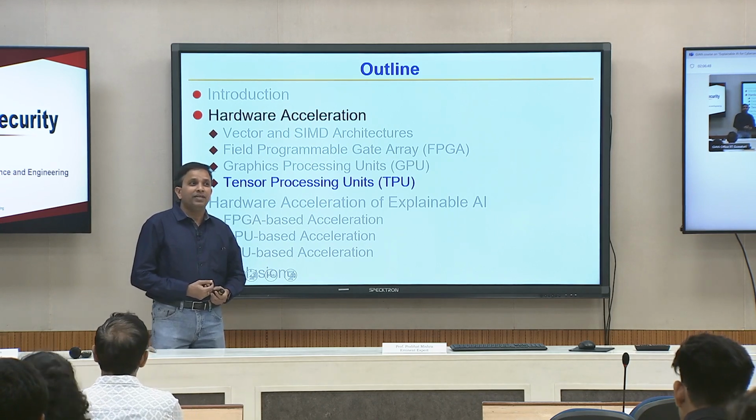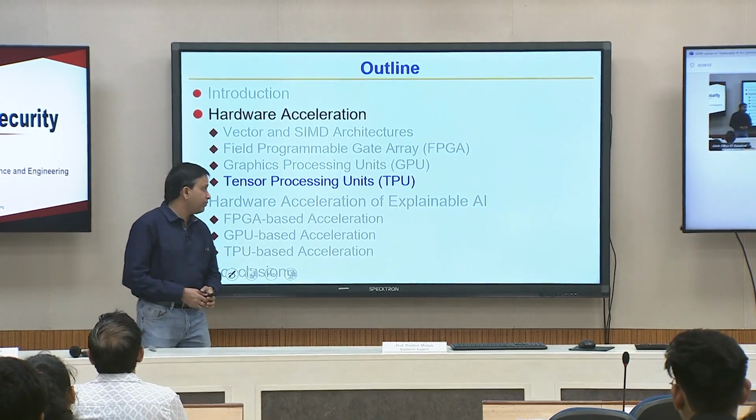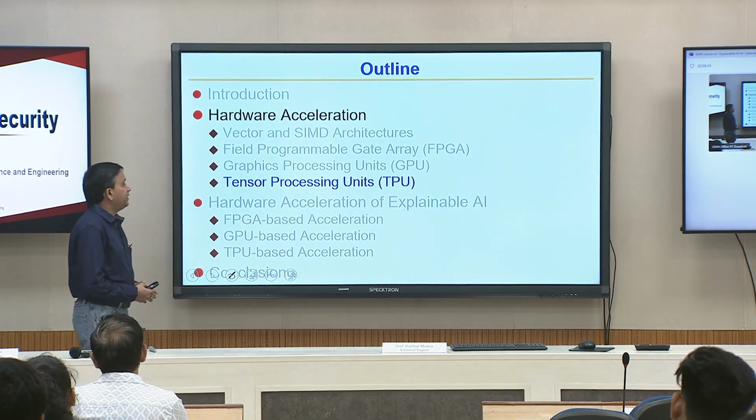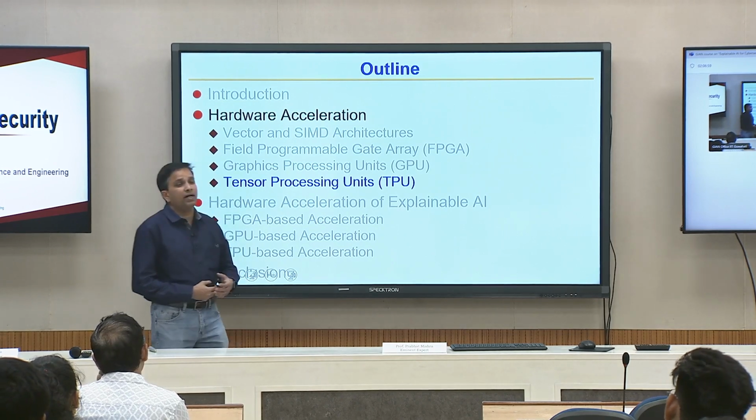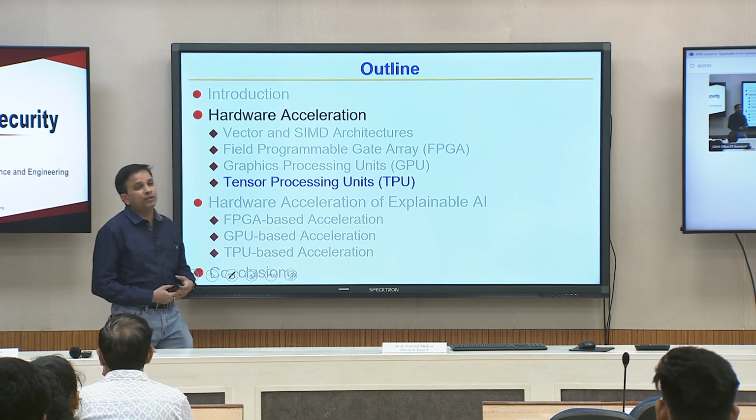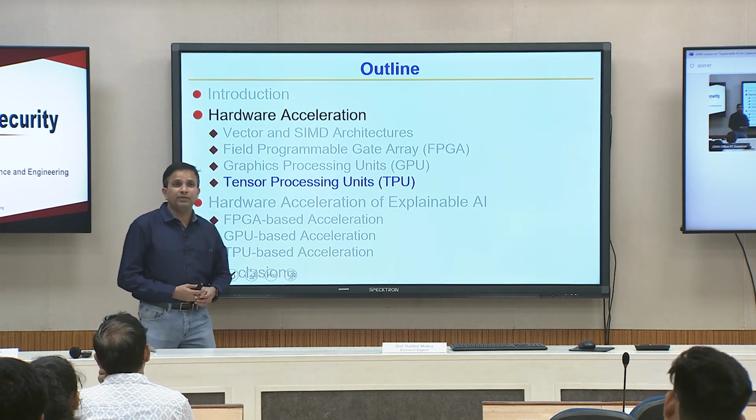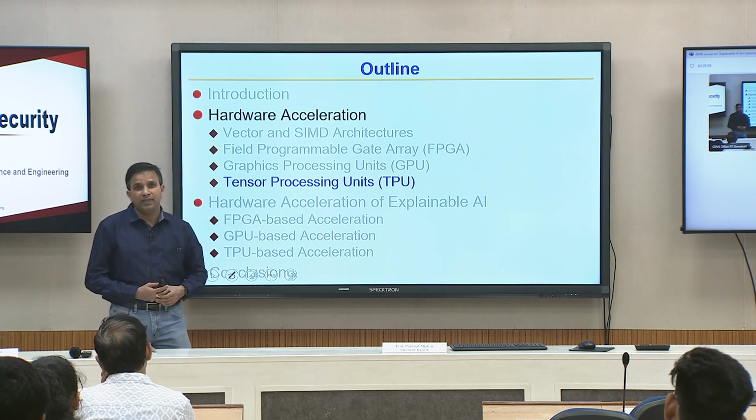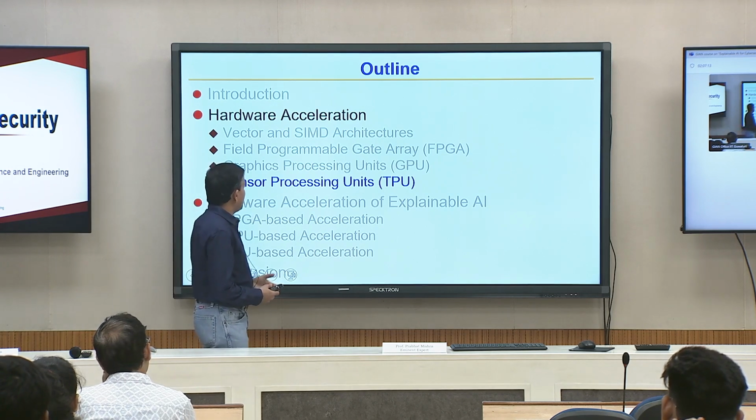Good morning. In the previous lecture, we talked about different ways of accelerating your computation, and we briefly looked at how we modify the current processor architectures. We also looked at how you use a field programmable gate array, and finally, we looked at the graphics processing unit. And now we are going to talk about tensor processing units.